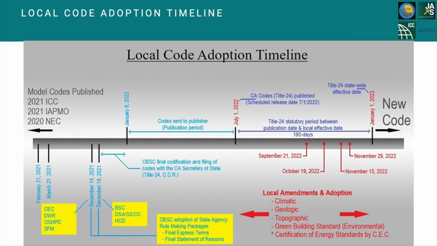Now that Mia has explained California's rulemaking process, we have a better understanding of how the state agencies, in combination with public comments, have taken the model codes and created the California Building Standards Code. Now we'll take a close look at the local code adoption timeline to see when local jurisdictions need to take certain actions in order to ensure that their own locally adopted codes are ready for enforcement starting on January 1st, 2023. Let's break down this timeline into key phases of local code adoption.